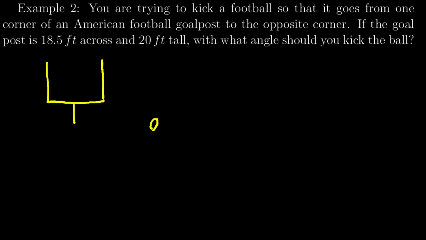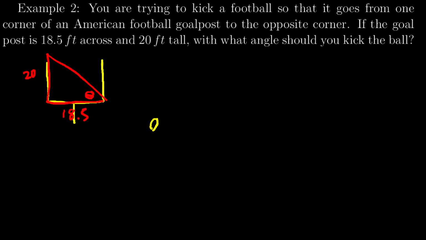Okay, so we want to know what angle we should kick it. So basically I need the right triangle. And let's see what we have. So in here, we're told the goalpost is 18.5 feet across. I'll make this 18.5. We're also told it's 20 feet tall. So that means that this is 20. Now, I wasn't specific in my wording, but the 20 does not include that portion right there. And now, I make a right triangle. I want to know what angle I should kick the ball. Well, that's going to be this angle of elevation right here.